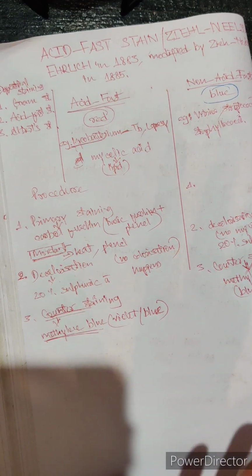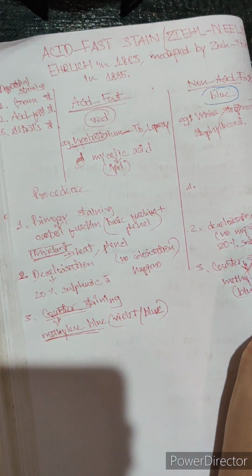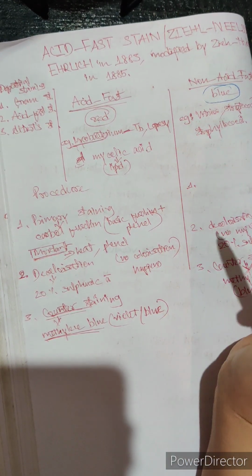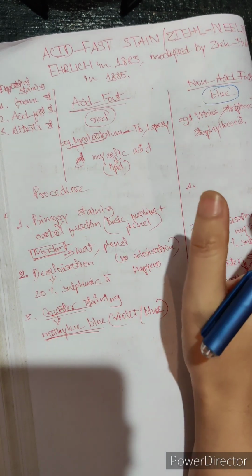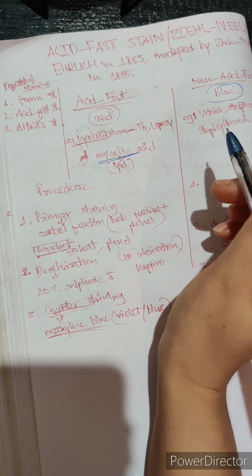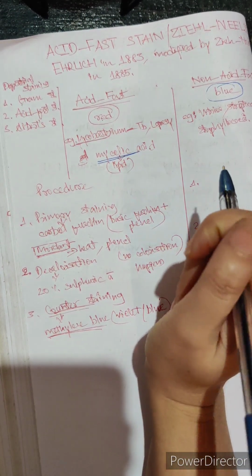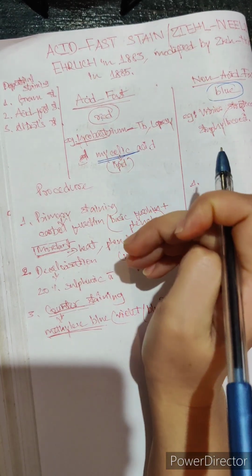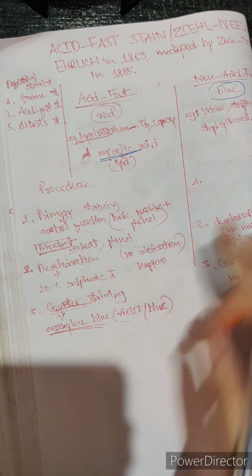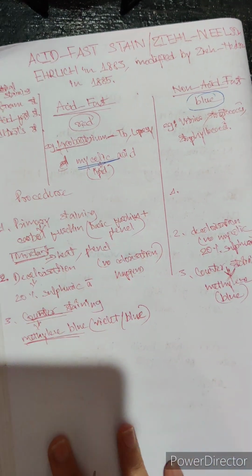Let me repeat it once again. The color of acid fast organisms is red, and non-acid fast organisms are blue. The reason behind this is the presence of mycolic acids in acid fast organisms. These are lipid or fatty substances which are impermeable to the counter stain. So this was the topic about your acid fast staining.